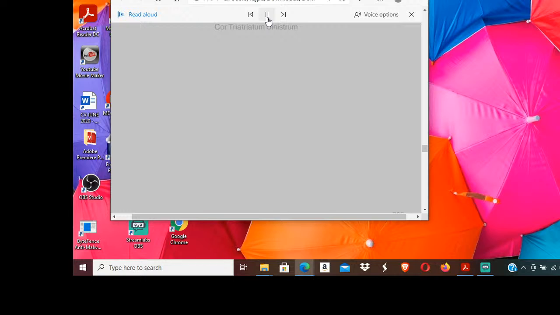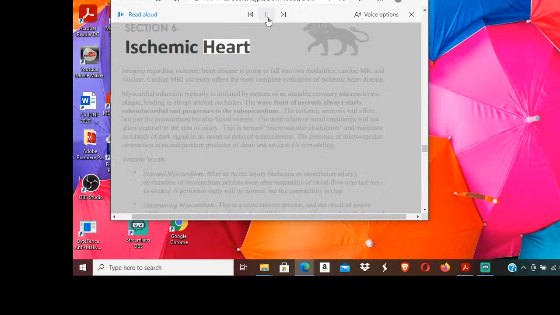Cor triatriatum sinistrum. 389. Section 6. Ischemic heart. Imaging regarding ischemic heart disease is going to fall into 2 modalities, cardiac MR and nuclear. Cardiac MR currently offers the most complete evaluation of ischemic heart disease.